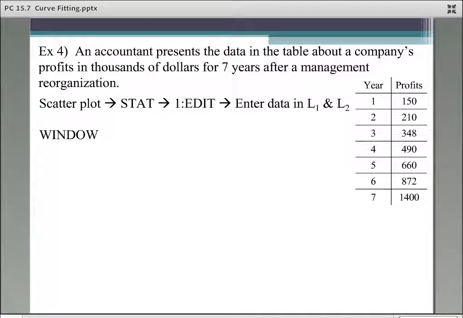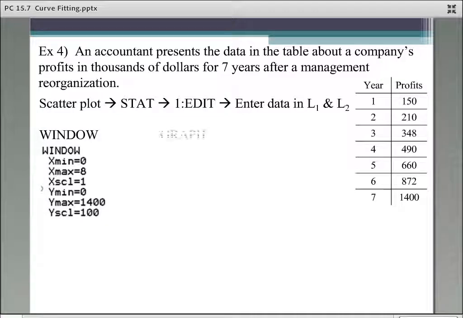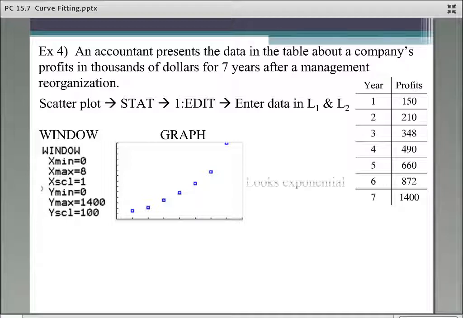All right, so you enter in those and then hit window and enter in that information. And then hit graph. And I got a graph that looks like this. So it definitely does not look like a straight line this time. It looks more exponential to me. It looks like it's curving up, right?